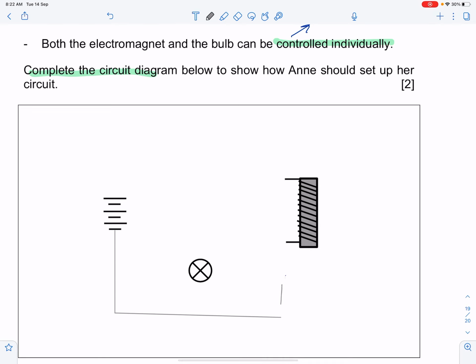And some of you, very interesting. Instead of joining over here, you choose to join it to here. That means your wire, you stuck it to your iron core directly instead of to the wires. Yeah, you don't laugh. Some of you really did that. I'm appalled by it.